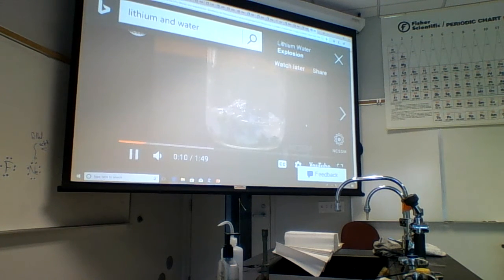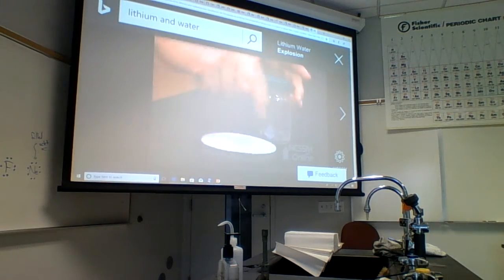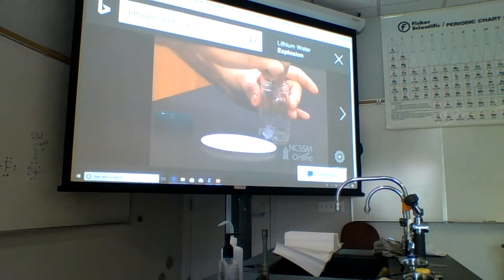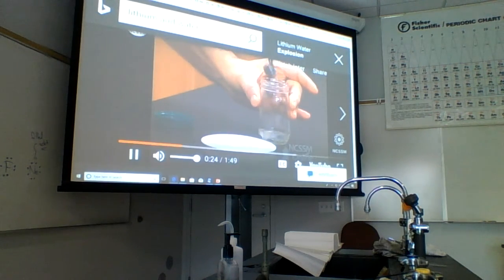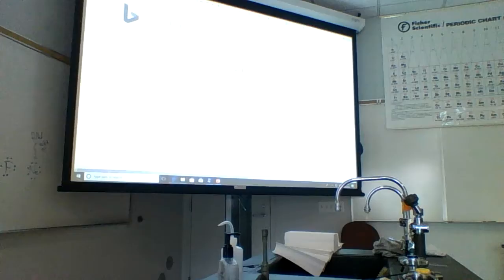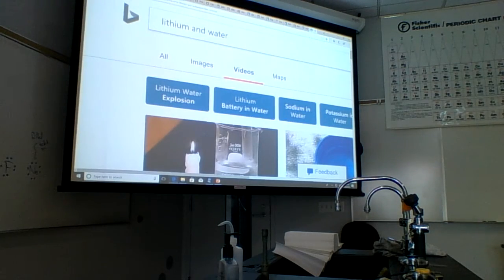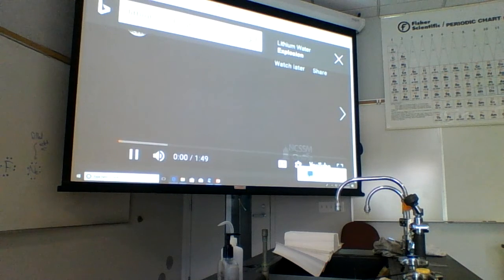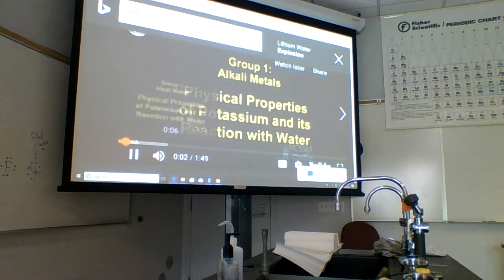Mineral oil minimizes reaction to the oxygen in the air. If we remove a piece of potassium metal, we can see that potassium is coated over with a gray coating. Oops, sorry. I thought I was going to close this bar, but I guess I didn't want to close that bar.